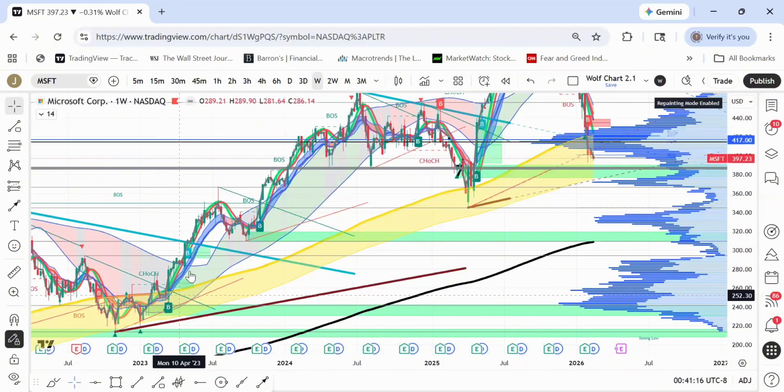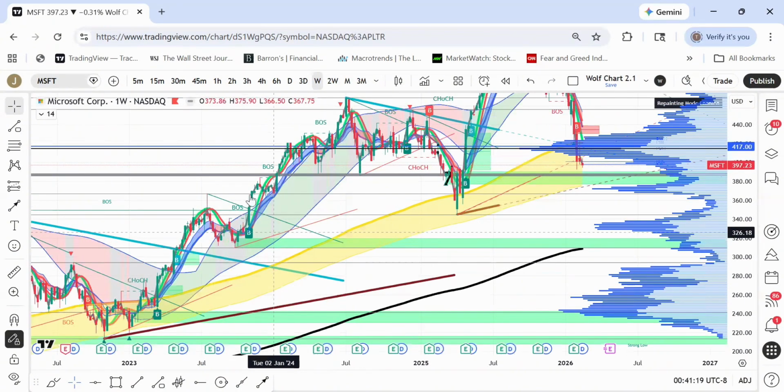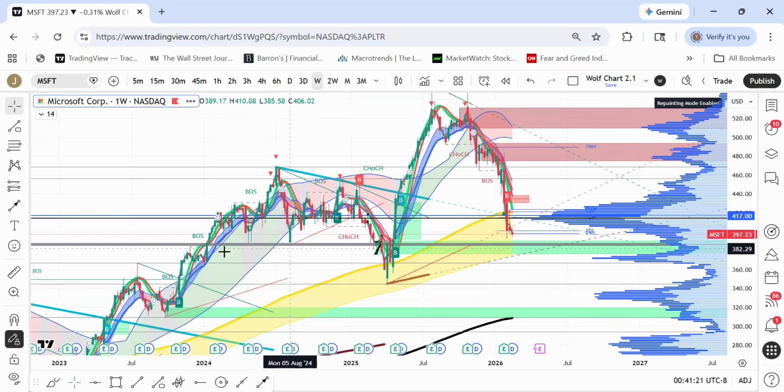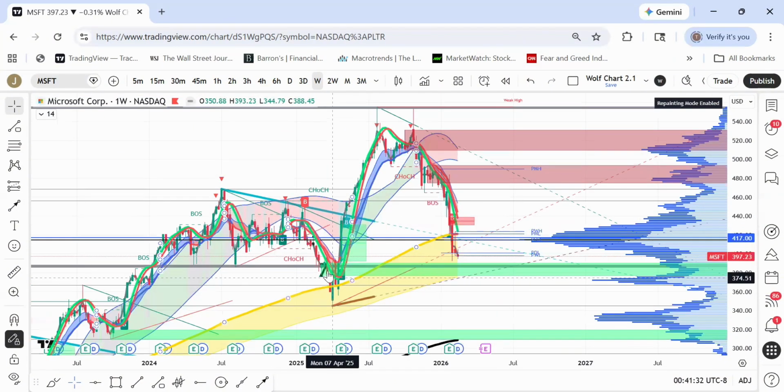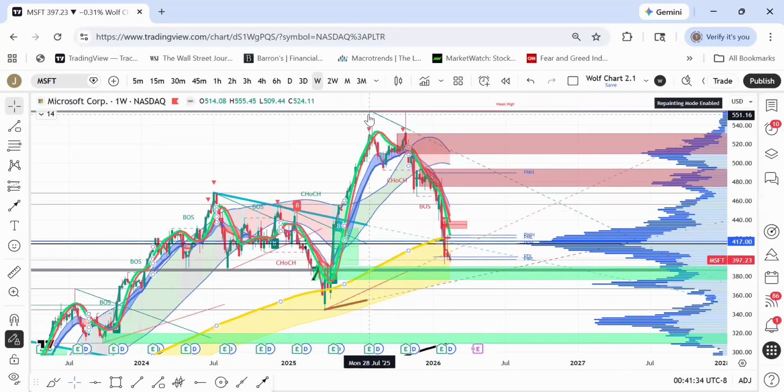After that, we hadn't tested the 200 cloud on Microsoft since 2023. Then it ran up, created an internal bullish order block, ran up again, pulled back to historical resistance that turned into historical support. We chopped, came down to test the 200 cloud. So smart money bought their position and ran it all the way up to $554. Tested the 12 cloud on the weekly, came back up, a double top.